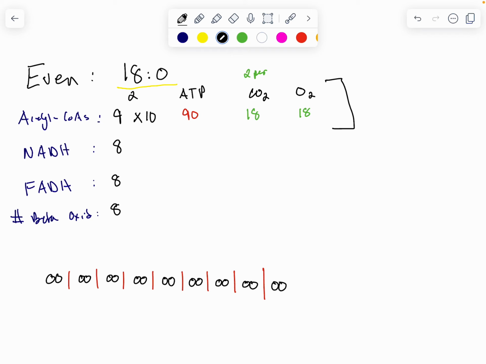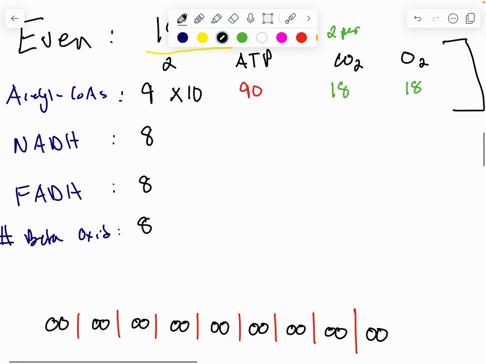So now let's talk about NADHs. And when it references NADHs and FADHs, we are going through redox reactions here. So we know per a redox reaction for NADH, we are producing 2.5 moles of ATP per NADH. And for FADH, we are producing 1.5 moles of ATP per FADH.